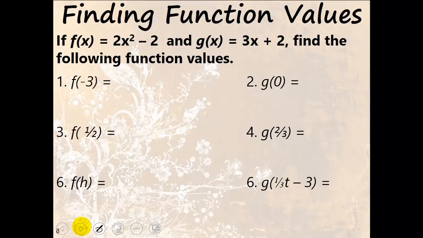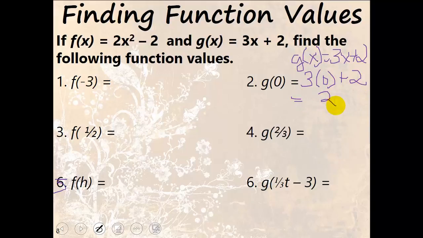So let's try and find these. I'm going to do 2, 4, and 6, and then I'm going to have you hit pause and do 1, 3, and 5. Okay? So I'm going to find g of 0. So I'm going to use g of x. I'm not going to use f of x. And wherever there is an x on the right-hand side, I'm going to plug in a 0. So that's 3 times 0 plus 2. So that is 0 plus 2, and you get 2.